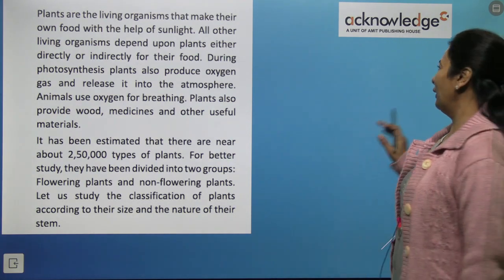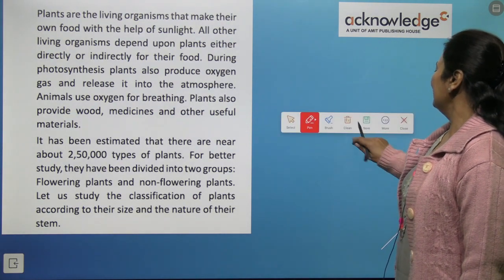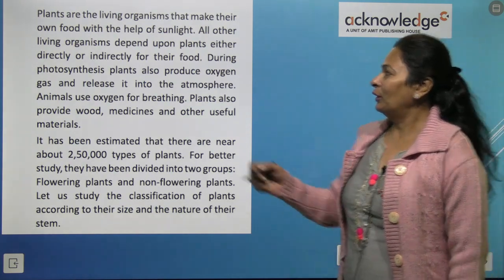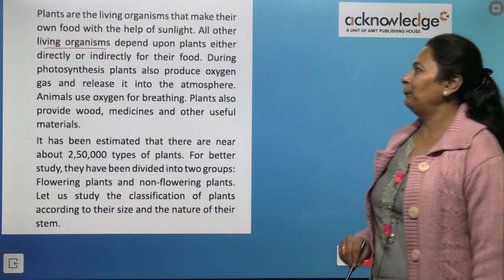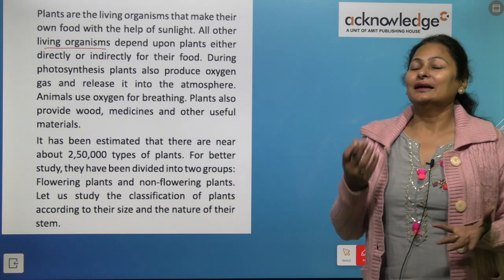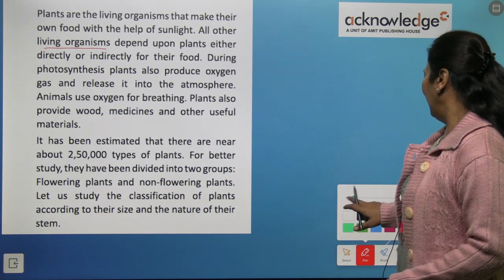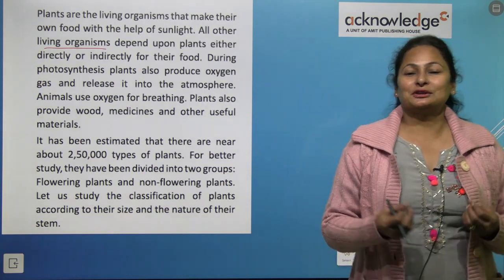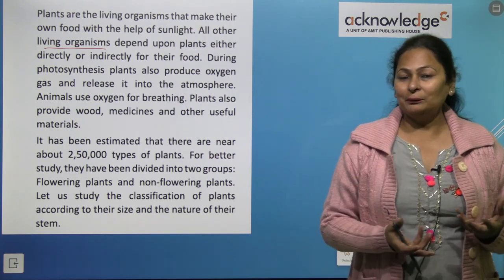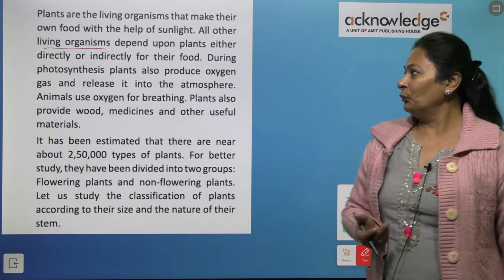Plants are living organisms that make their own food with the help of sunlight. All organisms depend upon plants for their food, directly or indirectly. Kids, we all know that plants are the universal producers. We all depend on plants for our food. Even animals depend on plants for their food, right?